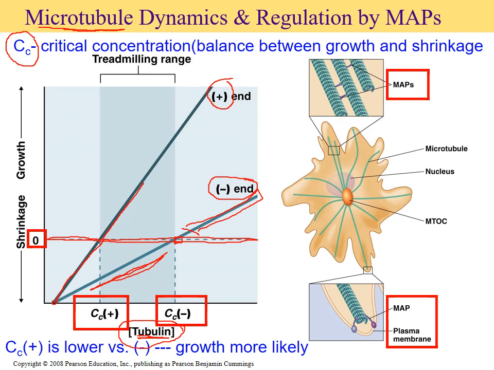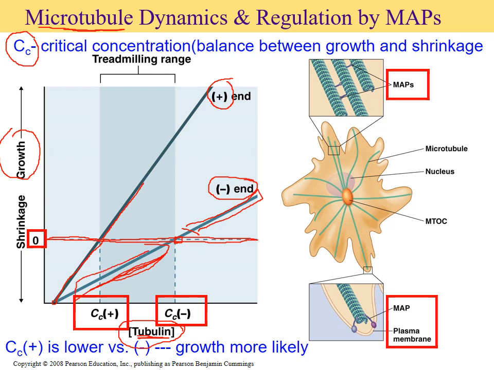So that is partly why, at normal levels of tubulin, it is more likely for the positive end to grow due to its increased sensitivity for a growth pattern, whereas the negative end will only grow if you have very high levels of tubulin, and in most homeostatic situations, it will go ahead and have shrinkage that will occur on that end.